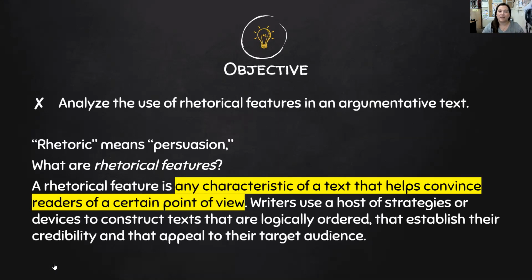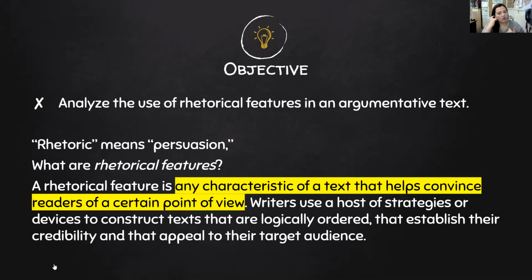So rhetoric means persuasion. And we all know what persuasion means. It means being able to convince people of your perspective or your thoughts. And lots of times it means getting them to do what you want them to do. Now, it says we're supposed to be analyzing the use of rhetorical features. So we know rhetoric means persuasion, so probably rhetorical features means persuasive features.